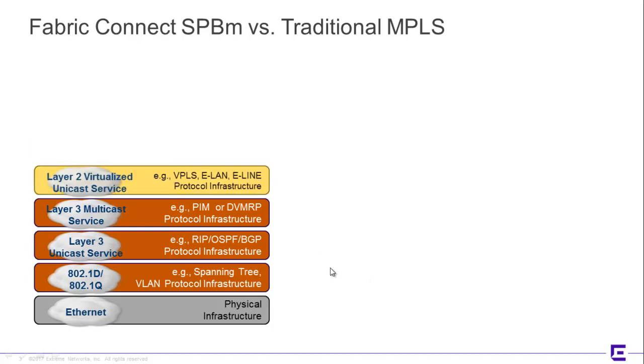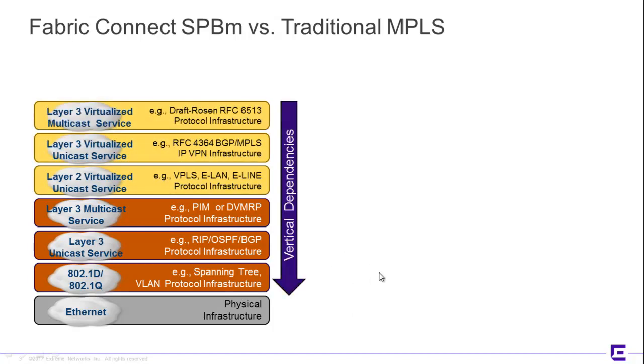Or we could invoke a full stack virtualization model such as that provided by MPLS. As we can see, we have layer 2 virtualized unicast services through VPLS, E-LAN, E-Line. We also have RFC 4364 for layer 3 virtualized unicast services, the BGP MPLS IP VPN infrastructure. And then if we're going to run multicast within these services, we typically overlay draft Rosen in the whole stack. Kind of works, but no one's going to argue that it is not complex.